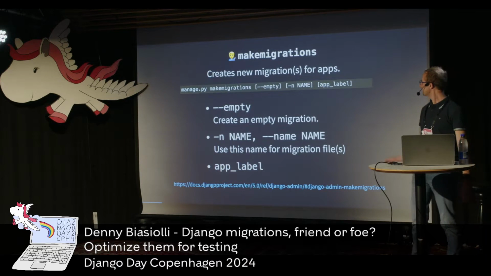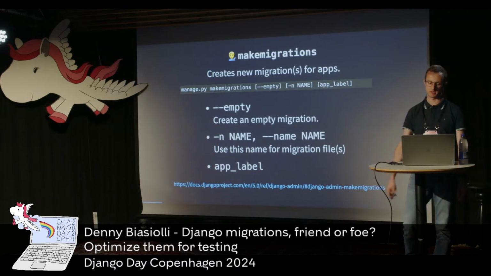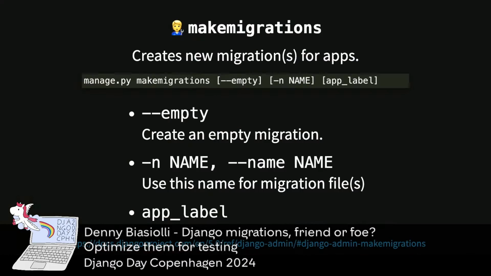The first one, makemigrations, creates new migrations for your Django application. And the syntax is this one. So you can optionally create an empty migration, customizing it with your Python code. And you can even define a custom name for your migration. Otherwise, Django will automatically suggest your migration name.